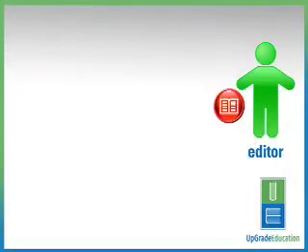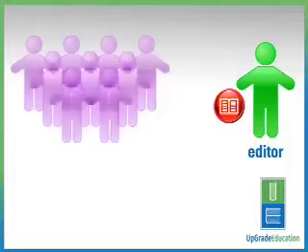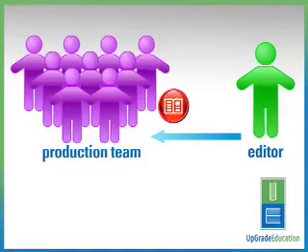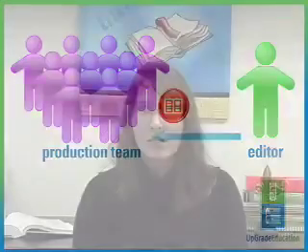The editor will then send the manuscript to the production team. The production team will pour the pages. Pouring the pages involves putting the text into the design layout. The textbook will start to look like its final form, but there is still a long way to go before it's ready for print.